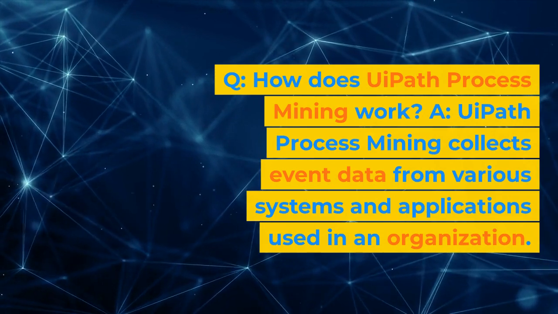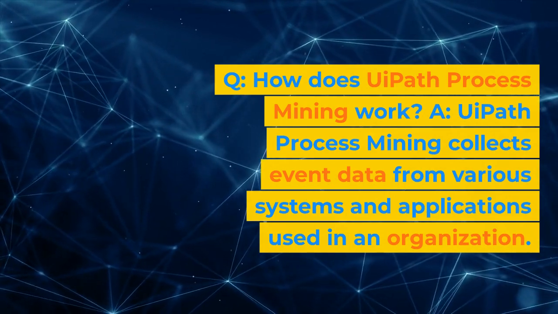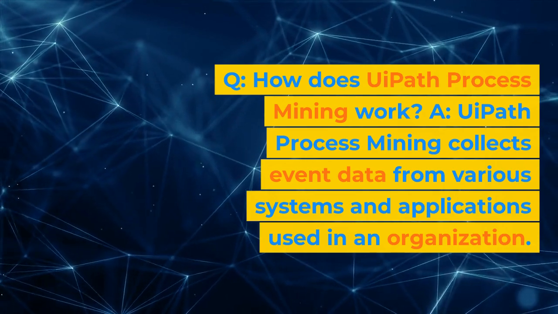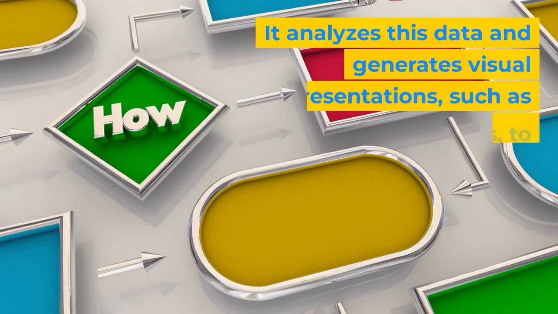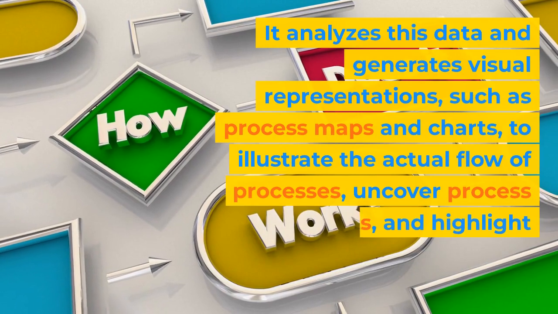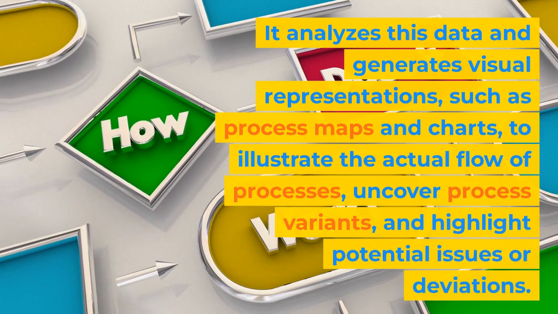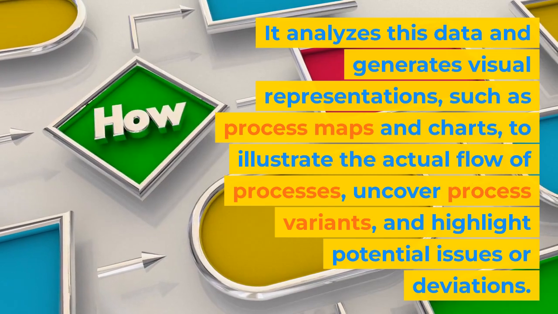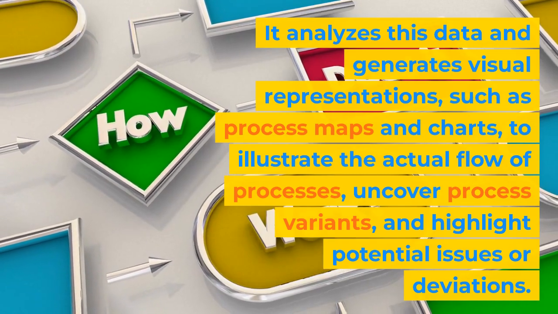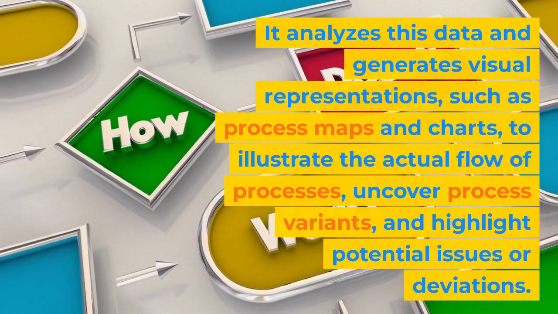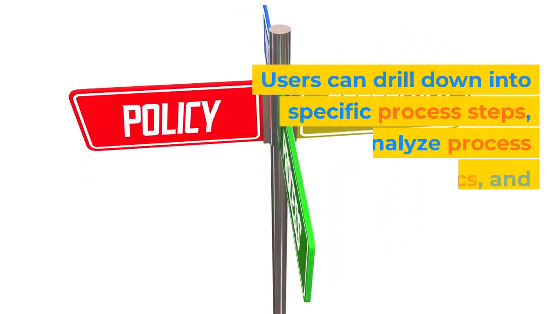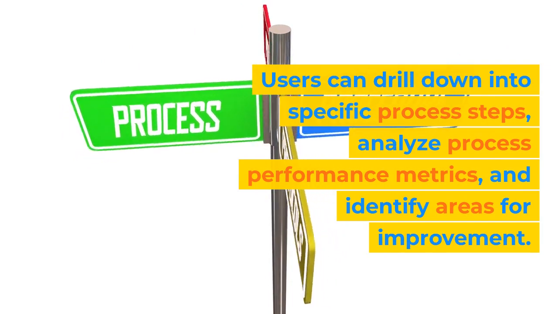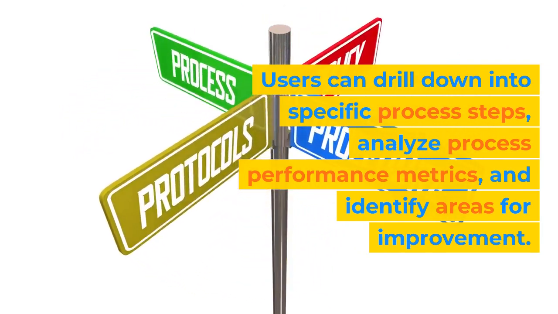Q. How does UiPath Process Mining work? A. UiPath Process Mining collects event data from various systems and applications used in an organization. It analyzes this data and generates visual representations, such as process maps and charts, to illustrate the actual flow of processes, uncover process variants, and highlight potential issues or deviations. Users can drill down into specific process steps, analyze process performance metrics, and identify areas for improvement.